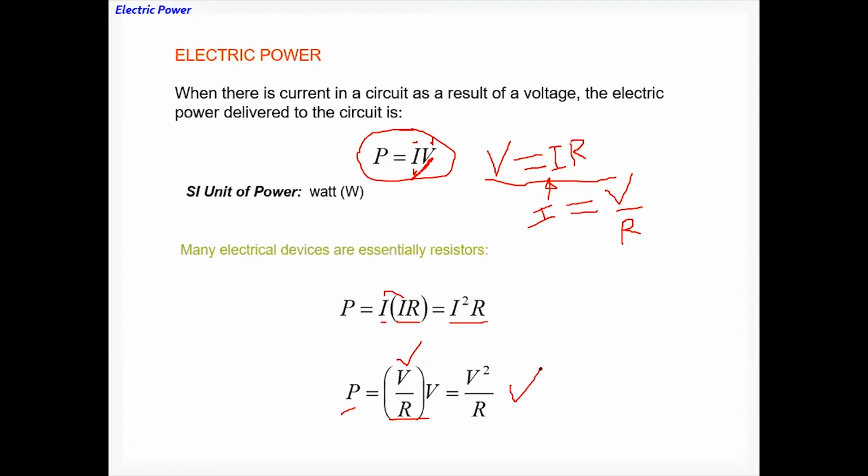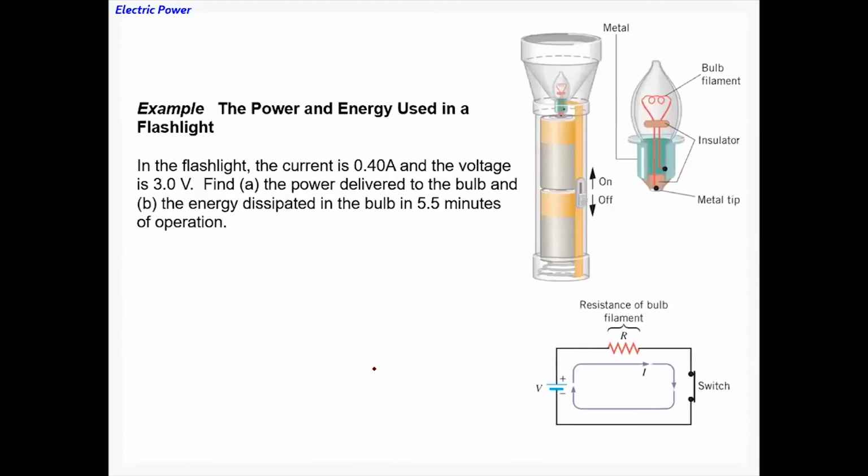Now you have three formulas for power. P equals VI, that's formula number 1. P equals I squared R, formula number 2. P equals V squared over R, formula number 3. So you can use whichever one fits: if you are given I and V, use the first formula. If you are given I and R, use the second. If you are given V and R, use the third to find the electric power.